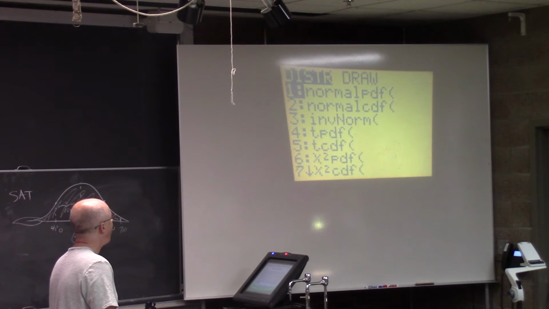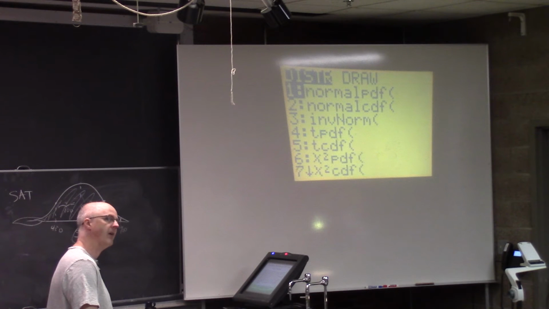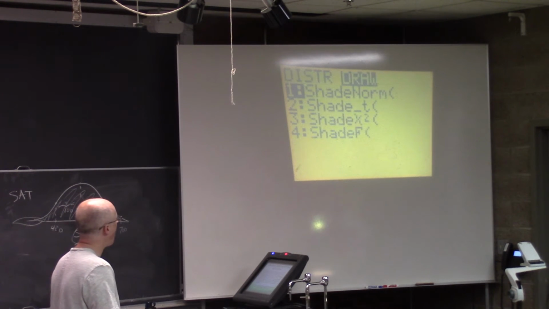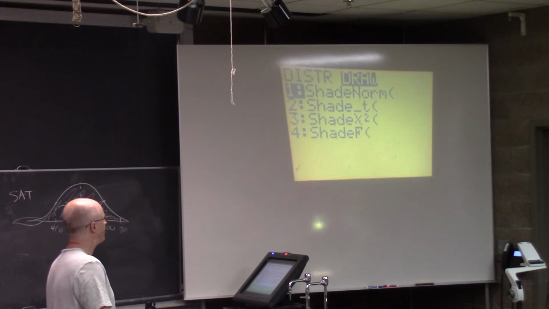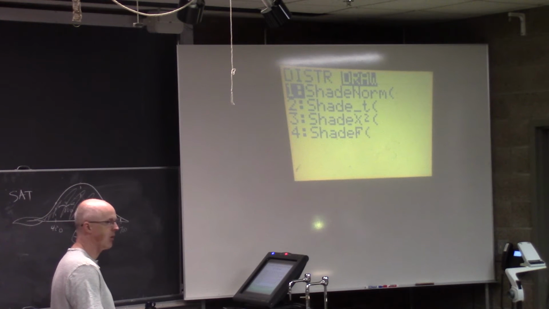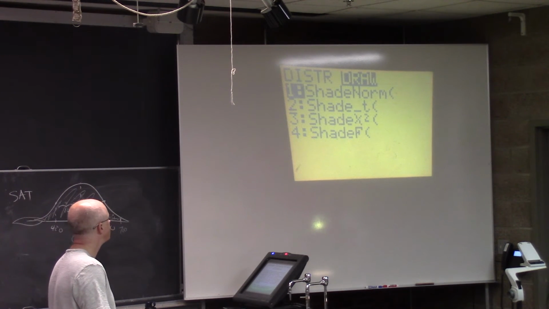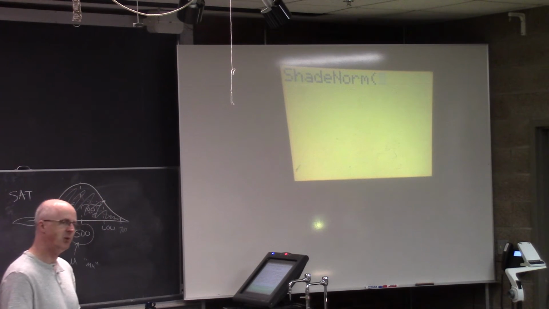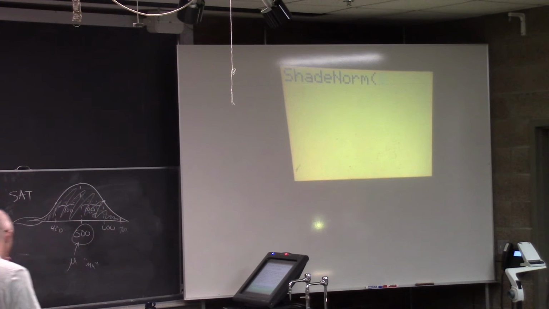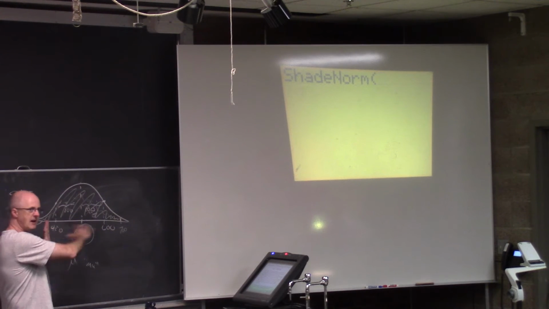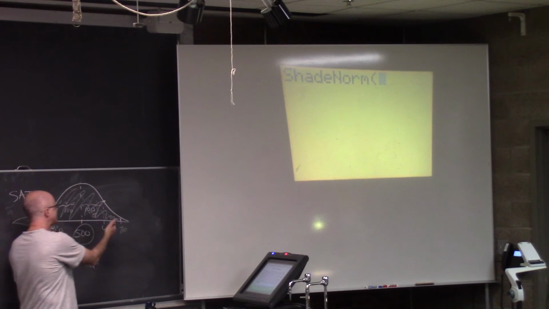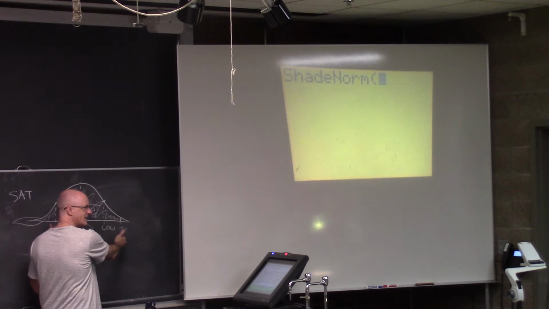And I like drawing the area I'm trying to find, so I move over to draw. And this first option says shade norm. That means shade an area under a normal curve. I'm going to use that one. It needs some inputs. The first input will be the left endpoint of the area under the curve you're trying to find, and the second input will be the right endpoint.